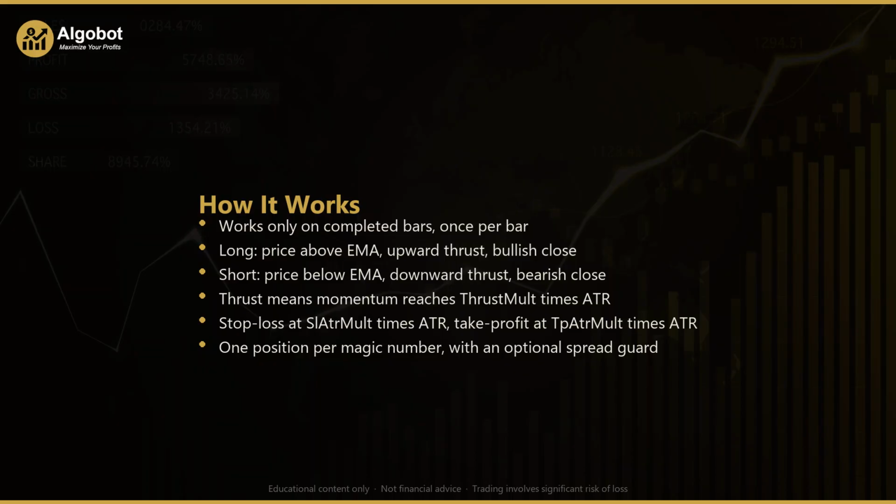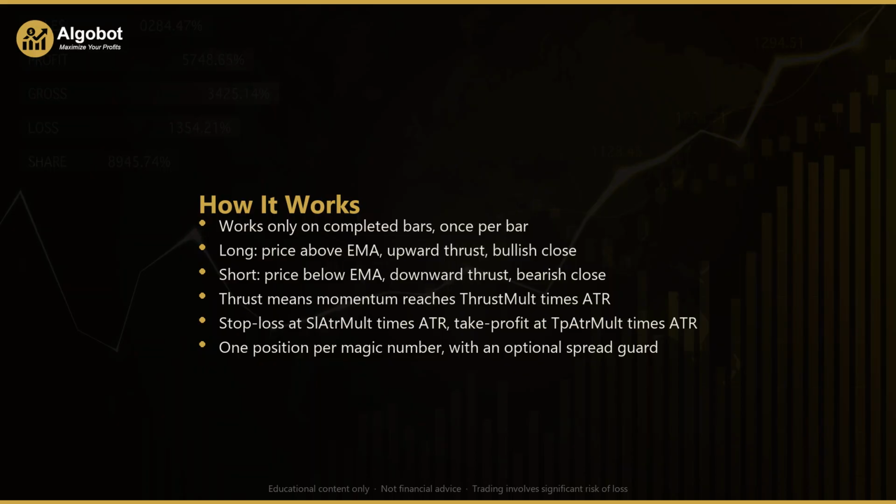When all 3 line up, an uptrend, a strong upward push, and a bullish bar, the strategy signals a buy. The short, or sell, setup is the mirror image. Price must be below the EMA, confirming a downtrend. The downward momentum, measured as the older close minus the current close, must meet or exceed that same thrust threshold. And the signal bar must close bearish, with its close below its open. When those align, the strategy signals a sell.